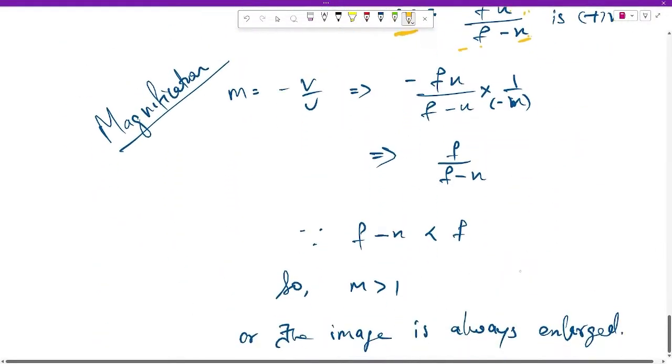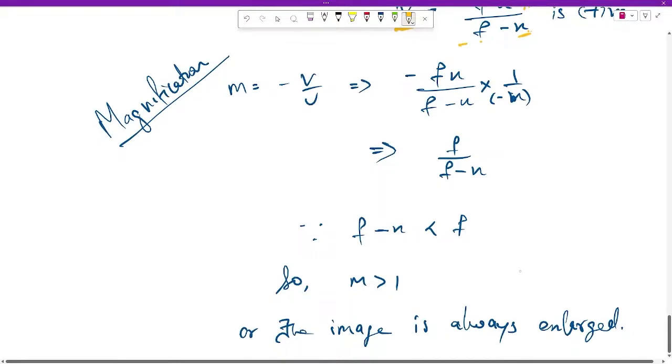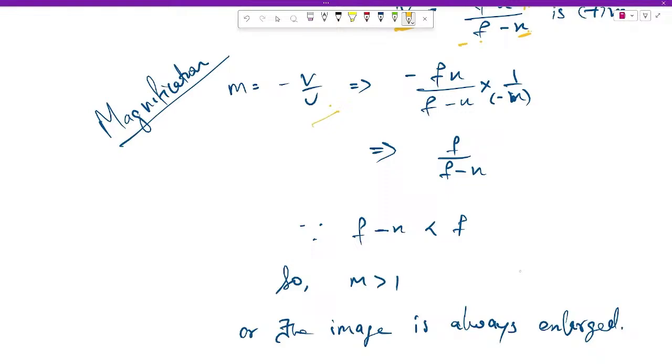Now let's comment on the magnification. So substituting the values of v and u in the magnification formula, we will get the value of m as f by f minus x. Now since f minus x will always be less than f, the value of m will always be greater than 1. Here you should mark that I have used the sign convention for x, so x will always be positive over here. So that is why f minus x will always be less than f.